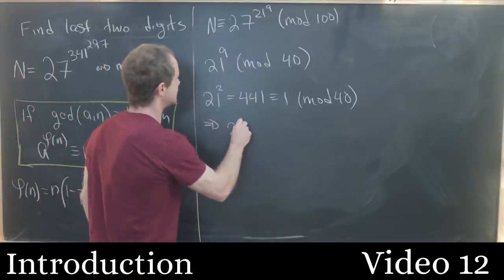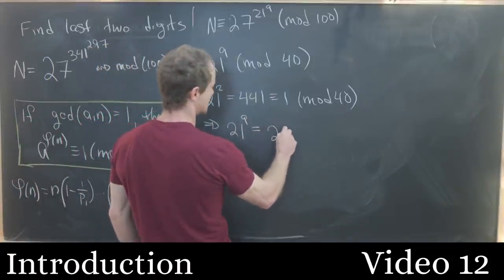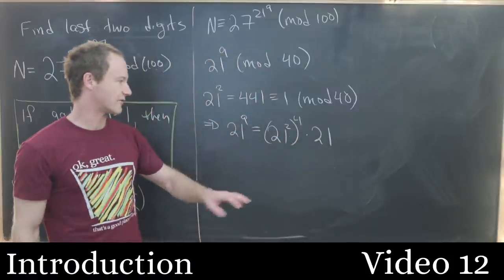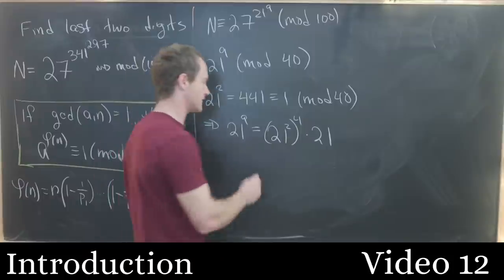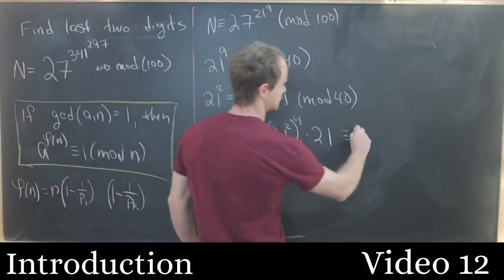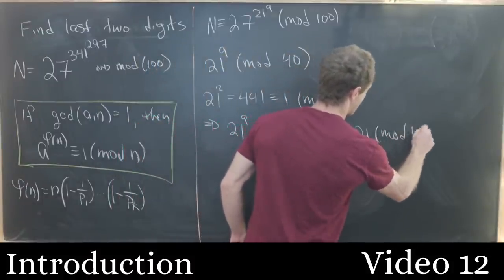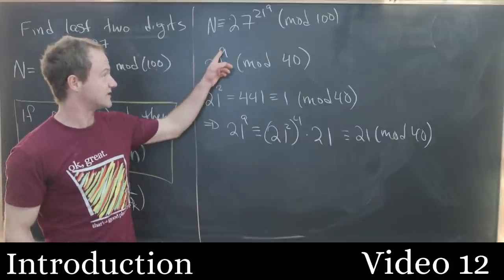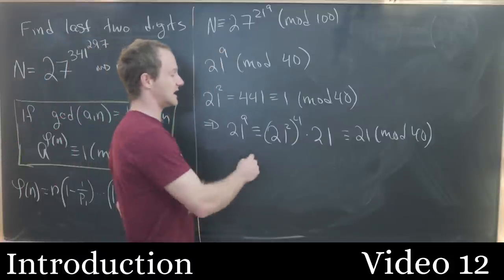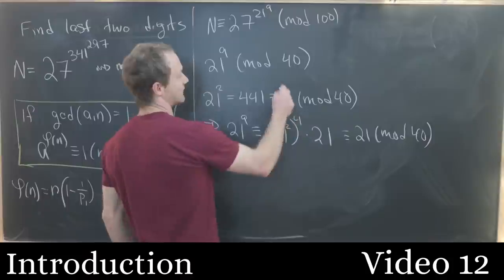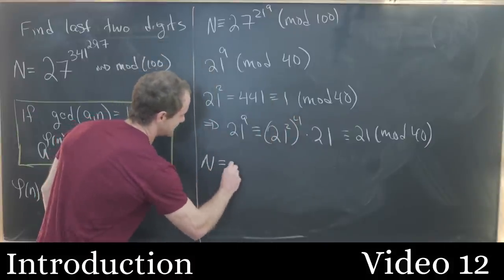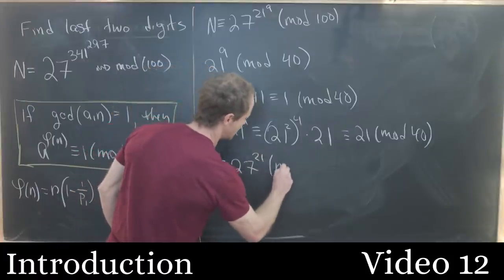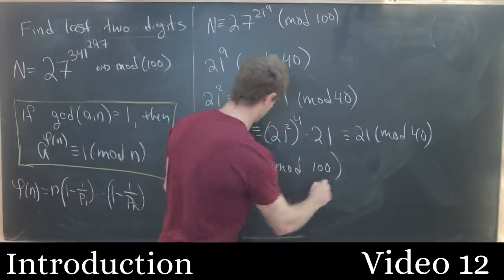But that means that 21 to the 9 is the same thing as 21 squared to the 4th power times 21. Why did I write it like that? Because 21 squared is 1 mod 40, but that's going to give us 21 mod 40. So that means that we can essentially just get rid of this 9th power here. 21 to the 9 is the same thing as 21 mod 40. That means our number N is in fact just equal to 27 to the power 21 mod 100.